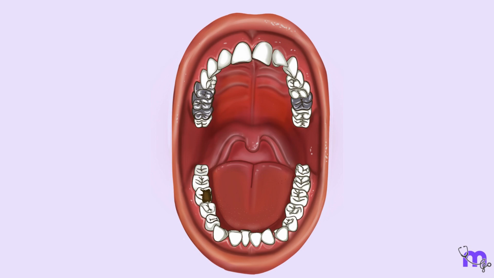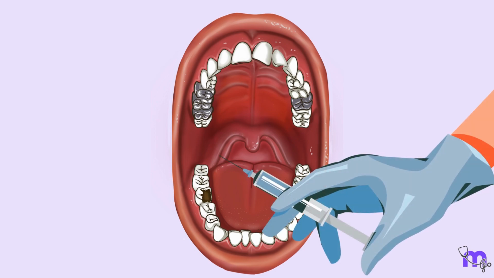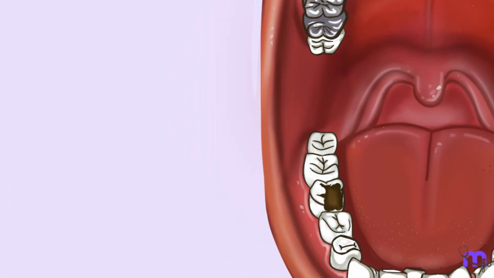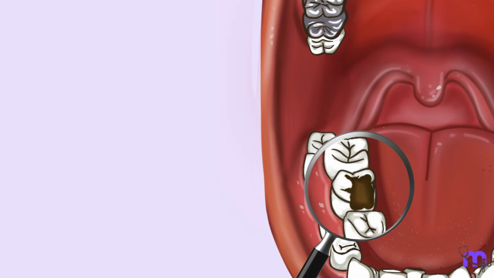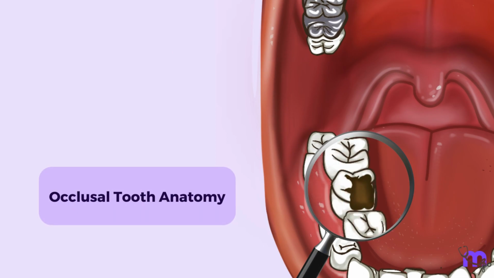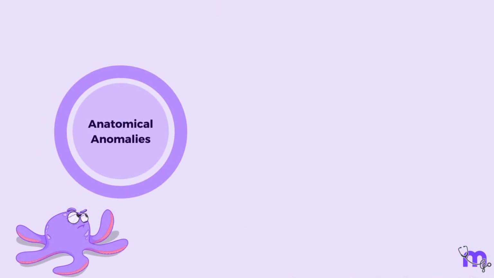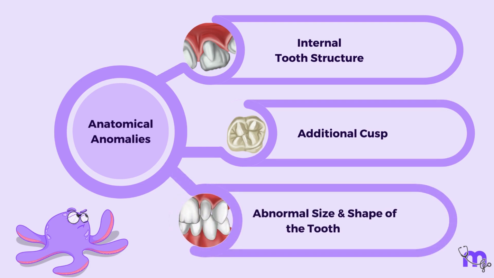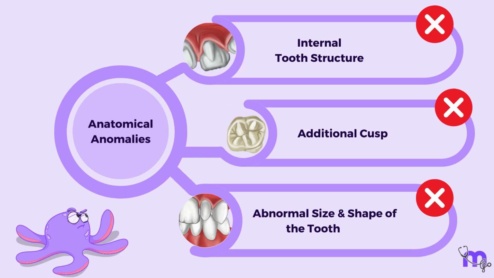Coming back to the case, my next step was to inject a local nerve block to anesthetize the patient's lower right mandibular nerve. After this, I had another closer, more detailed look at the tooth by assessing the occlusal tooth anatomy. I looked for variations, such as anatomical anomalies associated with internal tooth structure, an additional cusp, abnormalities in size and shape of the tooth, just to prepare myself for any upcoming complications. As there were no complicating factors in this case, I proceeded with the access cavity preparation.